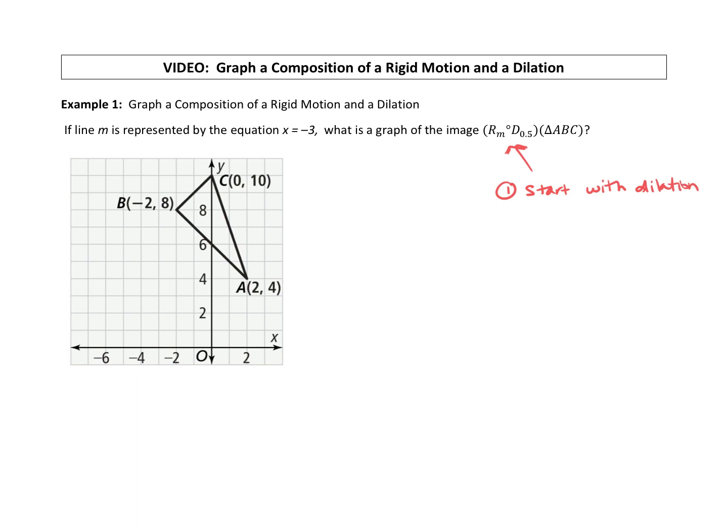And that 0.5 tells us that the scale factor is 0.5 or 1/2. And then because it does not give a center of dilation, the center of dilation will be the origin. So let's go ahead and do this dilation, and then we will follow that up with a reflection. That's the second thing we will do. So we're going to do a dilation with the center of dilation at the origin.